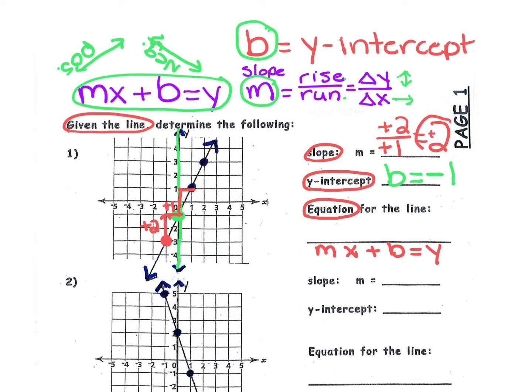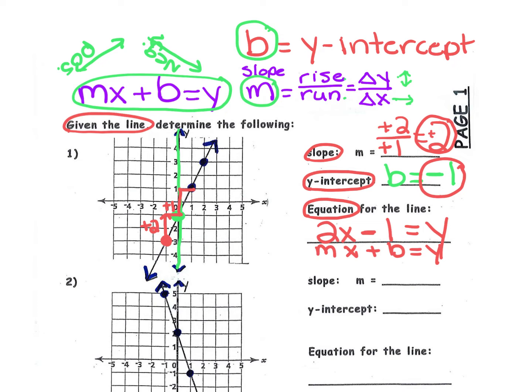So let's put it all together. Our m value goes in front of the x, +2 times x, and then our b value is -1, or -1 equals y. And that's the equation for this particular line.